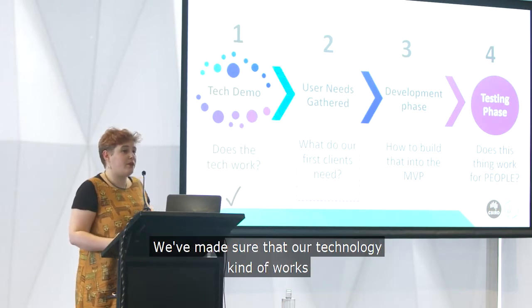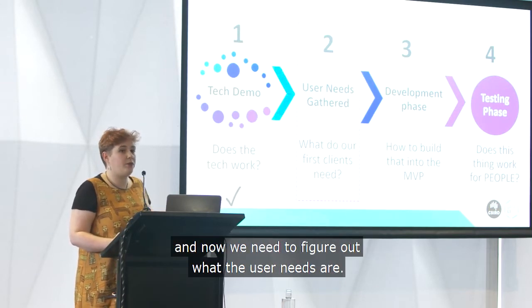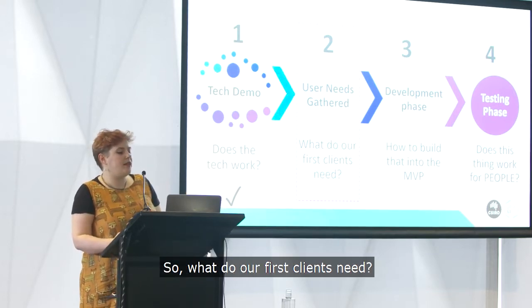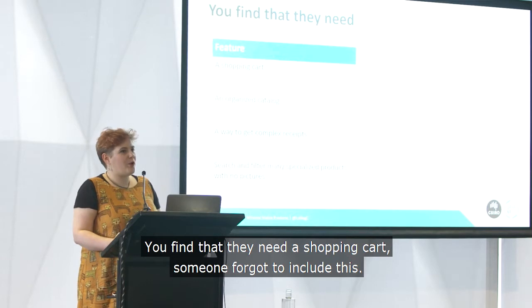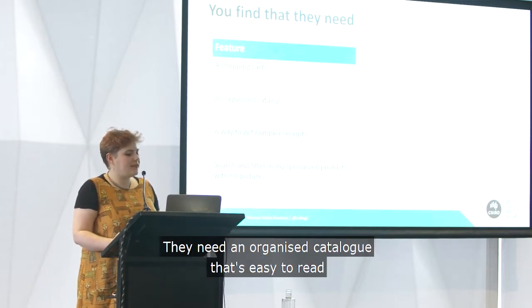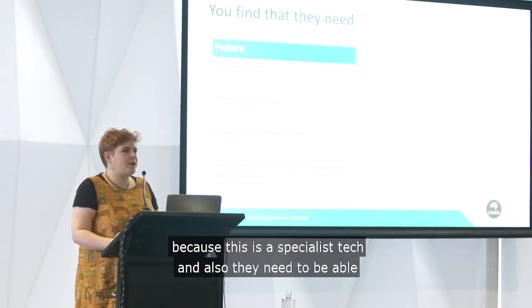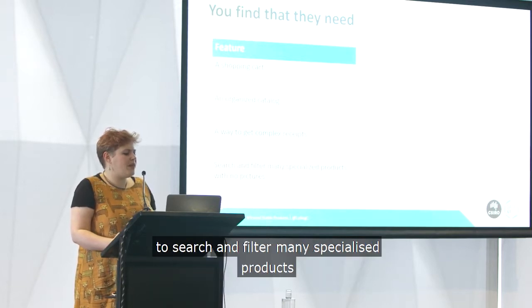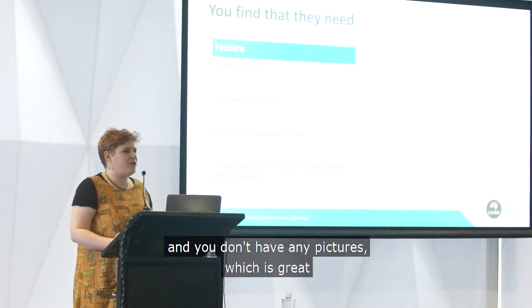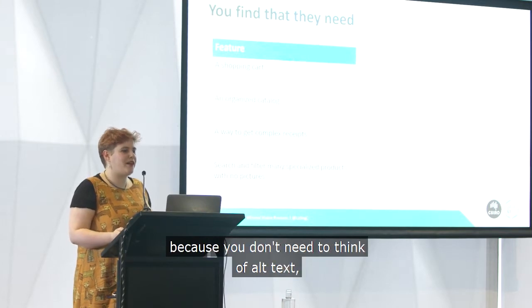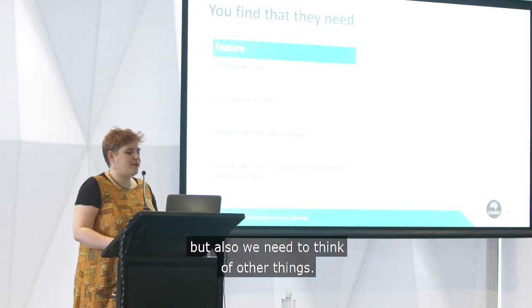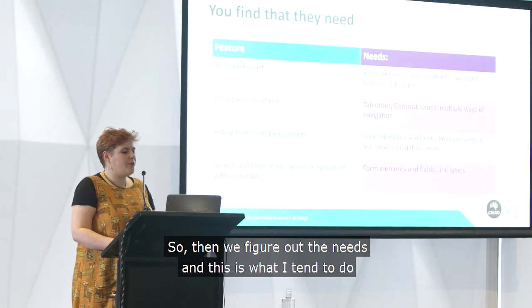So we're basically at this stage. We've made sure that our technology kind of works, and now we need to figure out what the user needs are. So what do our first clients need? You find that they need a shopping cart. Someone forgot to include this. They need an organized catalog that's easy to read, and they need a way to get complex receipts because this is specialist tech. And also they need to be able to search and filter many specialized products, and you don't have any pictures, which is great because we don't need to think of alt text, but also we need to think of other things.